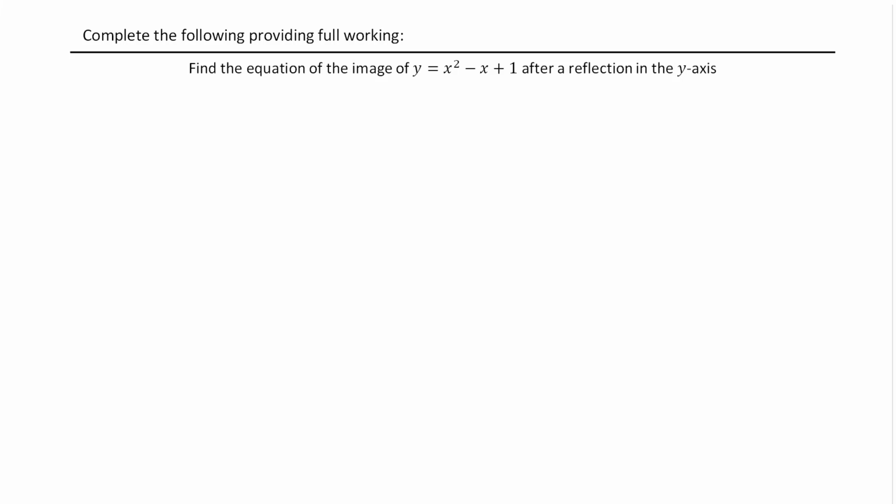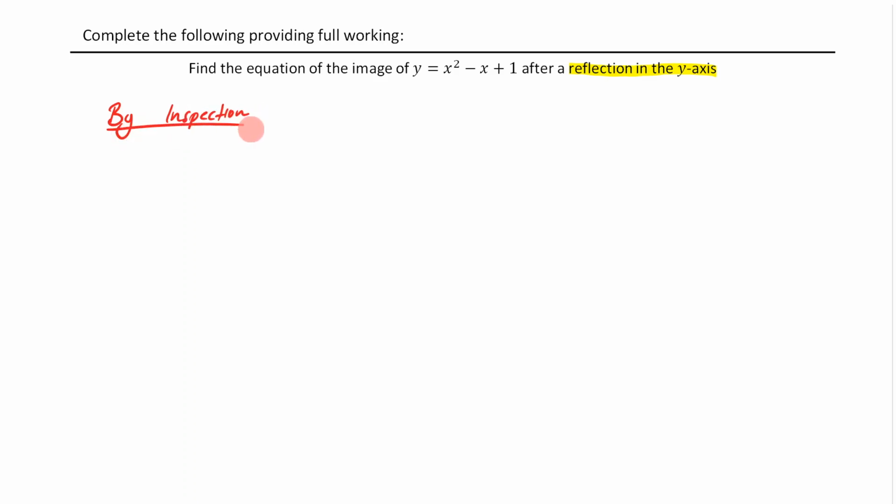Welcome. So in this part, we're going to go through this example here, which says find the equation of the image of this after a reflection in the y-axis. So we're going to do this both by inspection and by the method, and I'll bring up Desmos as we're doing this as well to see what it looks like. Let's begin by doing it by inspection.